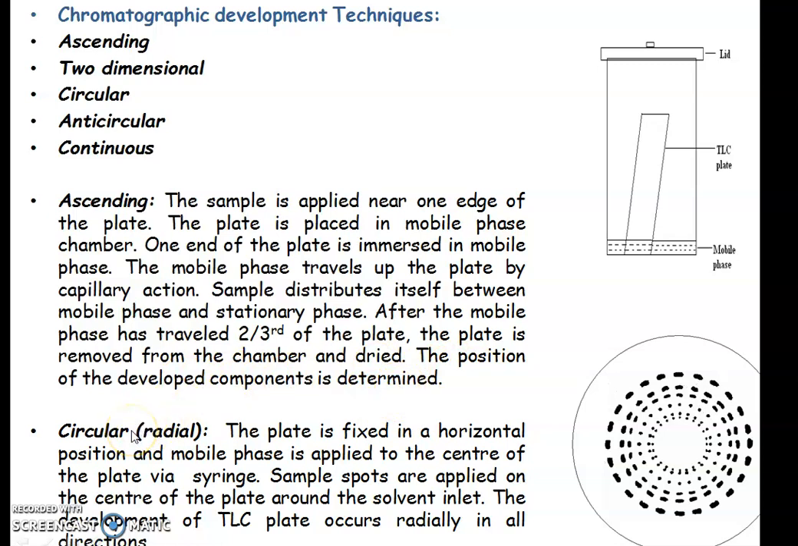The second method is the circular or radial method. The plate is fixed in a horizontal position and the mobile phase is applied to the center of the plate via a syringe. The sample spots are also applied at the center of the plate around the solvent intake, and the development of the TLC plate occurs radially in all directions. Circular development provides the advantage of applying many samples at a time.